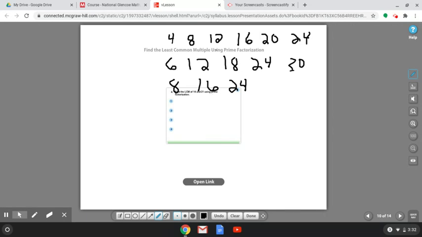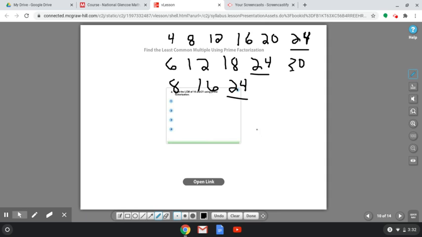So like these two have 12 in common, but there is no 12 here. So you got to find the lowest one that they all have in common, and that is 24. I'm sorry, again, I'm using a mouse. 24, 24, 24. That is the first and lowest multiple they have in common. So the least common multiple of 4, 6, and 8 is going to be 24.